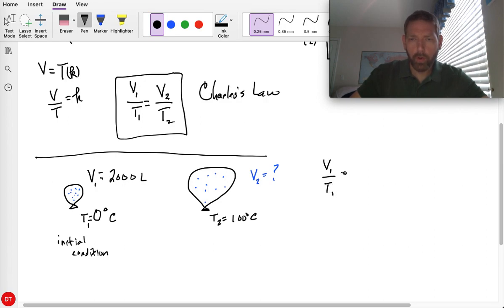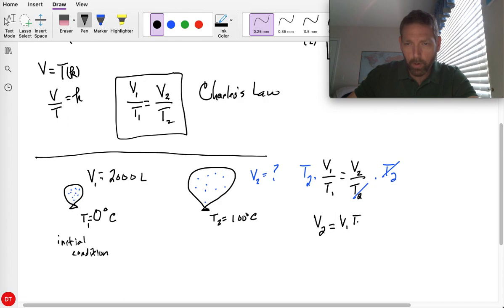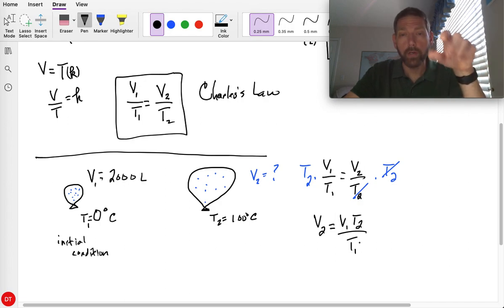All right. So we've got V1 over T1 equals V2 over T2. We're solving for V2, so we do some pretty basic math here, just like your math teachers taught you. We want to isolate V2, so we're going to multiply this side by the second temperature. So we would get V2 equals V1 T2 over T1. That's the new form of our equation to solve for this condition. When a condition is like this, this is what we solve for.